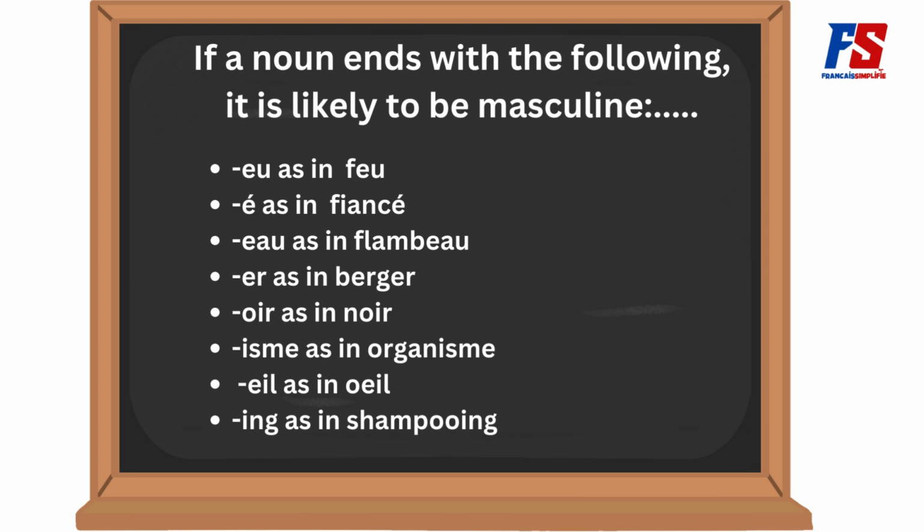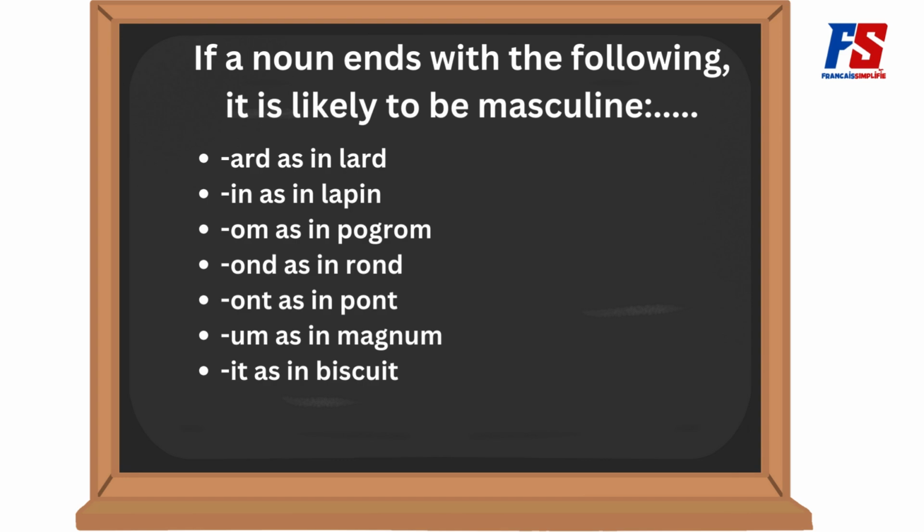ER as in berger, OIR as in noir, ISME as in organisme, EIL as in œil, ING as in shampoing, ARD as in lard, IN as in lapin, OM as in pogrom, OND as in rond, ONT as in pont.